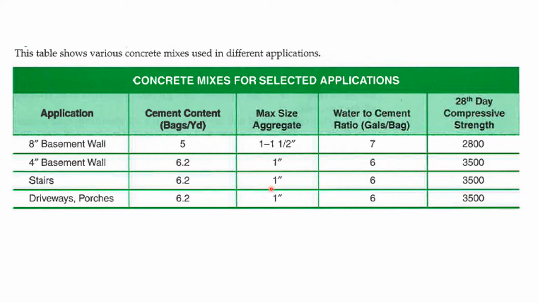This is just a table showing various concrete mixes used in different applications. Here we're going to make, like, an 8 inch basement wall, and you're going to need about 5 bags per yard of cement content. Your maximum size aggregate can go from here to here, and that's 1 to 1.5 inches. We're going to put 7 gallons of water per bag of cement. So that's your water to cement ratio. And you have a 28-day compressive strength of about 28,000.